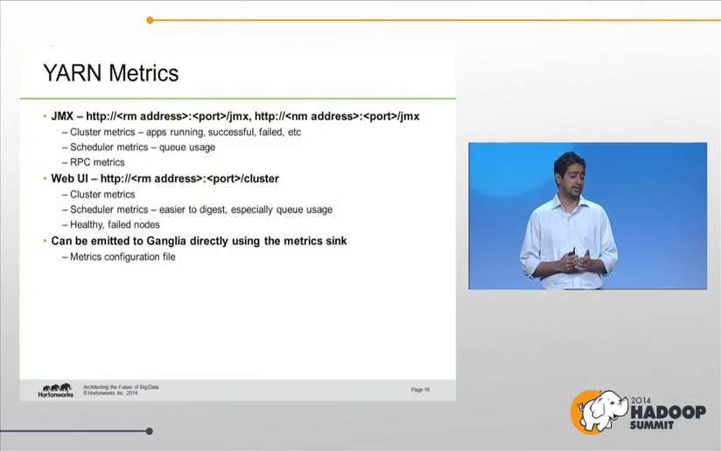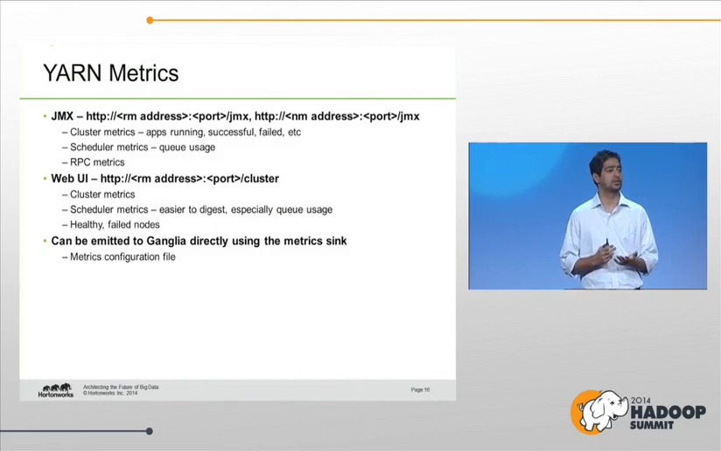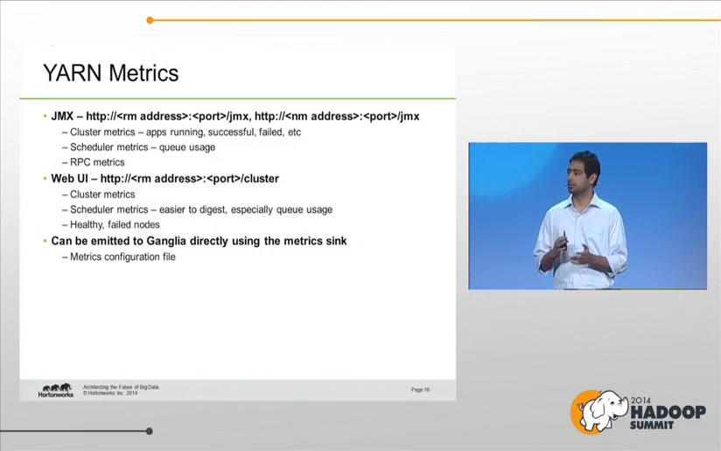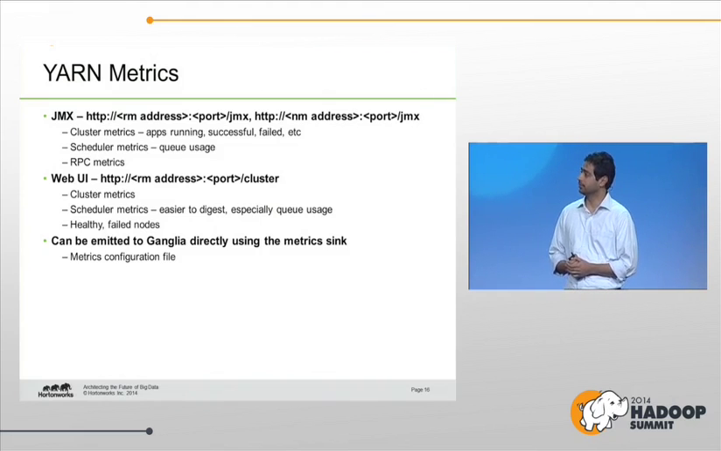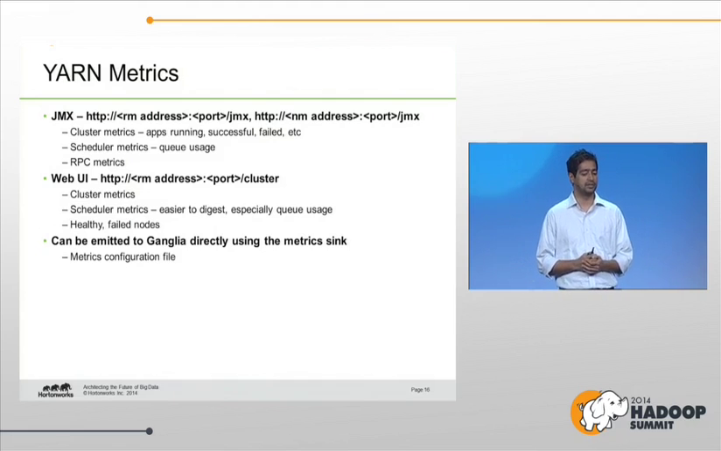The web UI has a lot of similar information, but the scheduler metrics for the queues are a bit easier to digest because they're visually much more informative. They have color-coded information on how much queue capacity is being used and things like that. And the metrics can directly be emitted to Ganglia if you have the metrics configuration file set up correctly.